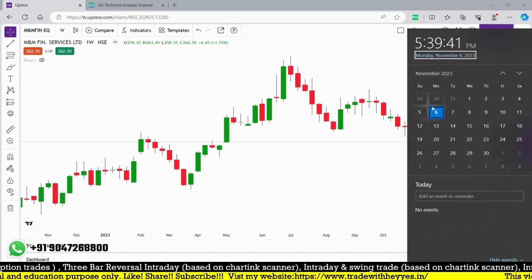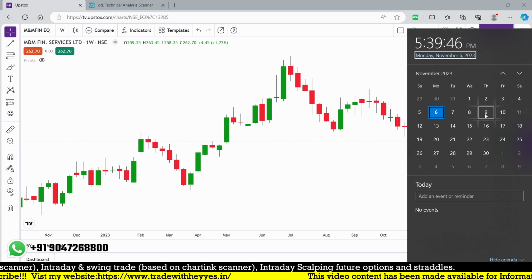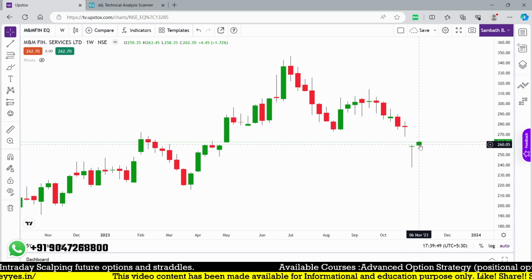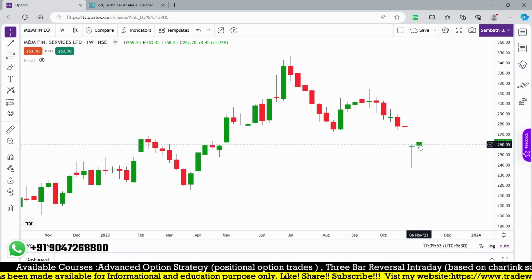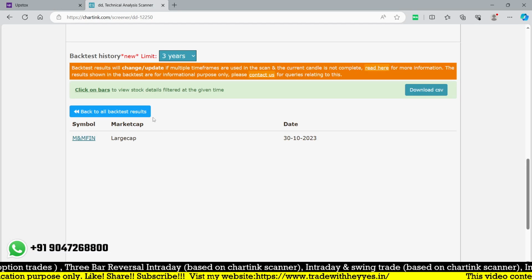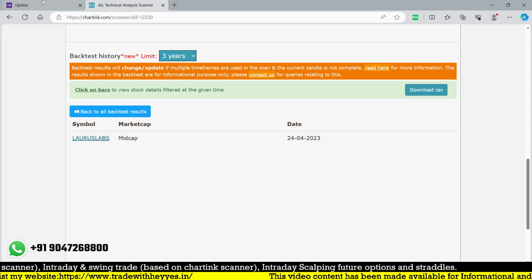30th October is the start and it closed on 3rd of November, and now it is triggered. Maybe this one is good for a weekly positional trade, so maybe holding for 5 weeks or 10 weeks. That may be a good opportunity at the bottom. And a few stocks on a weekly basis, something like Lara slab on 24/4.